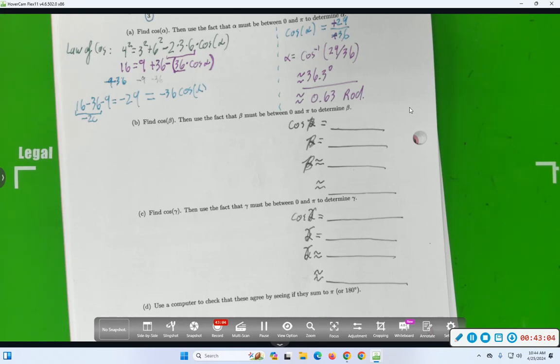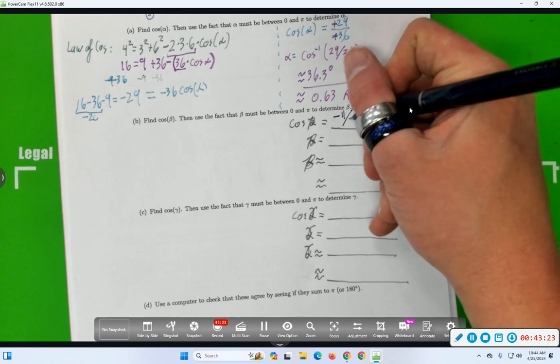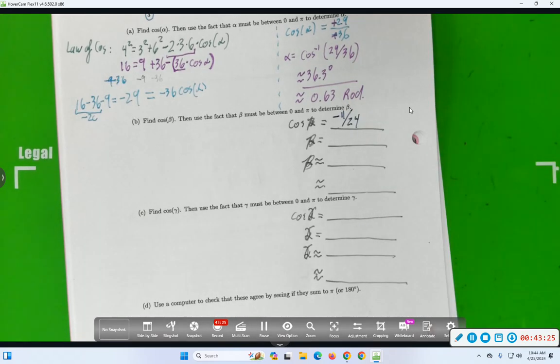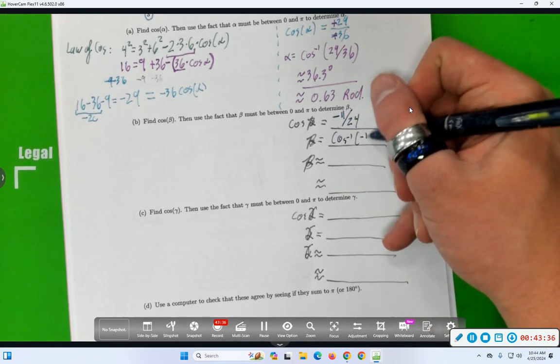Let's hear things then. What do you wind up getting after you did some algebra and solved for cosine of beta? What fraction did you get? Cool. And I'm going to put that negative in the numerator because I'd like to simplify. Does that agree with other people who figured out beta? All right. So I guess that means that beta should be inverse cosine of negative 11 over 24.